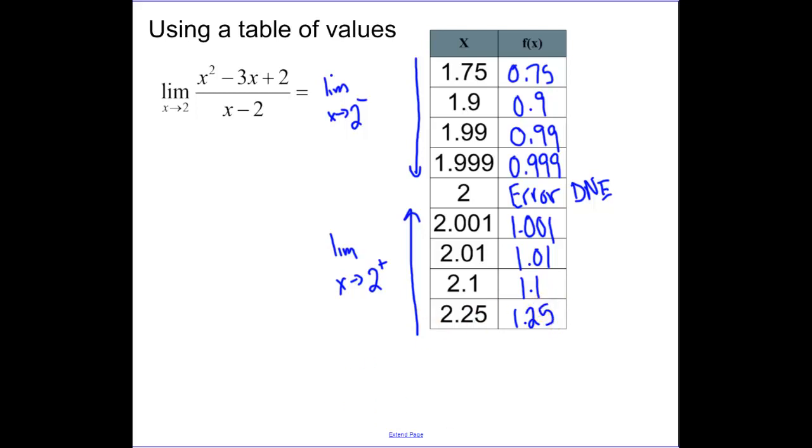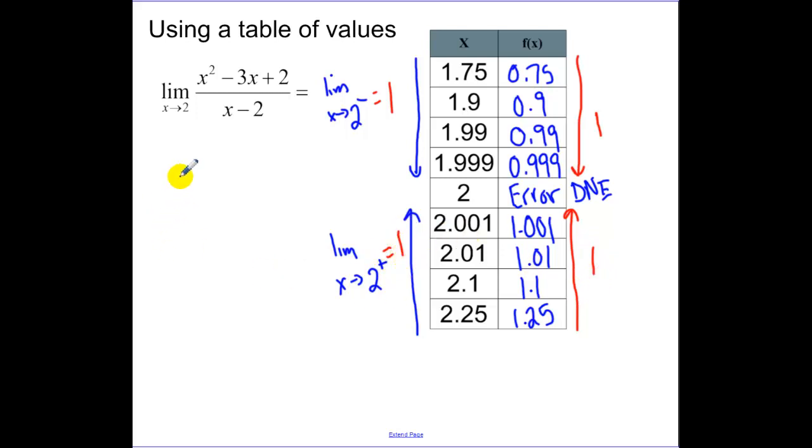Now let's look and see. As we approach from numbers a little bit less, what value are we getting really close to? Well, 0.999, that's really close to 1. So it looks like our limit from the left is going to 1. From the right, our number's a little bit more. What am I getting infinitely close to? I'm infinitely getting close also to 1.